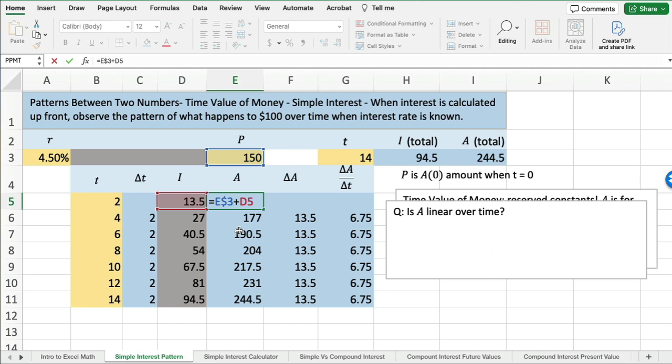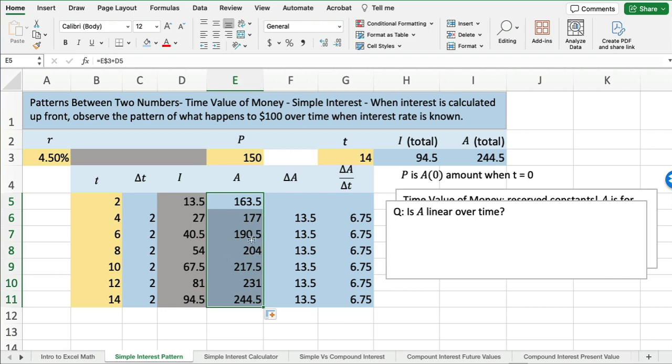So capital A, which is in column E now, in cell E5, you want to type equals $3 plus, so that's our principal, plus our interest, which was in D5. So principal plus interest is equals $3 plus D5, and hit enter. And that's another thing that we can go ahead and fill down.